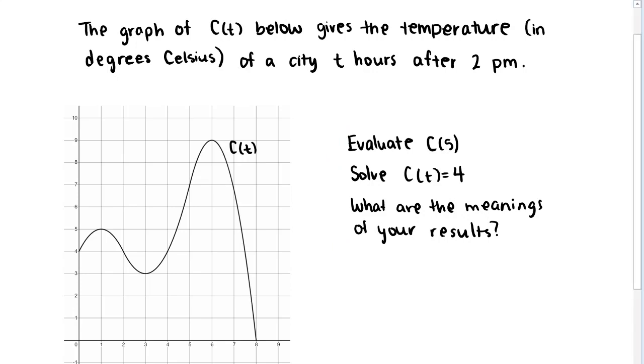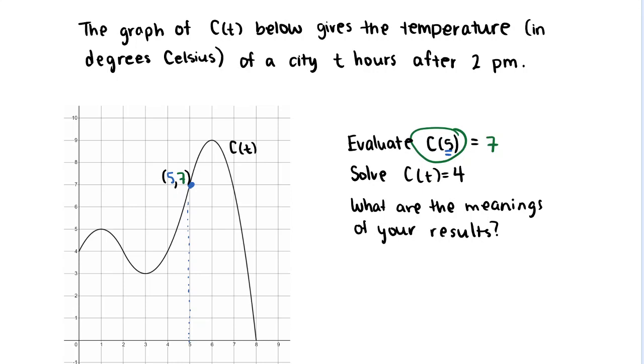Okay, so this c of 5, this is saying we've got an input of 5, figure out the corresponding output. So we're going to take a look at this input of 5. We're looking at this point here, it's 5 for the input. And what is it? We've got 7 for the output. So c of 5 is equal to 7. The output when we have an input of 5 is 7.